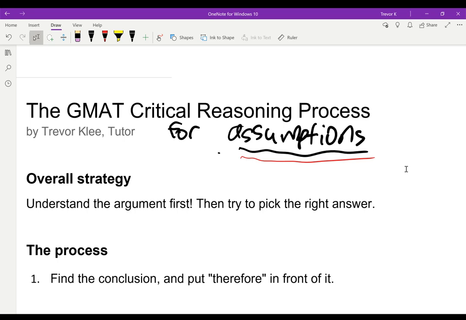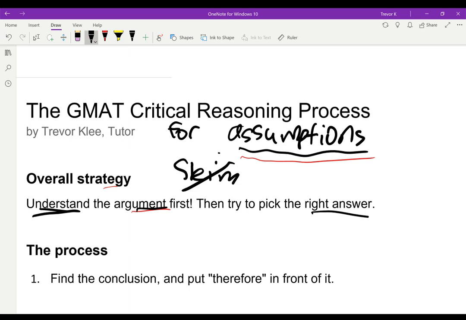In a previous video, I talked about the critical reasoning process in general. In it, I discussed the strategy, which is always to understand the argument first, and then try to pick the right answer. This is especially important for assumptions. If you just skim the argument, you're really not going to get a good sense of what the argument's talking about. And so you're also not going to get a good sense of how to really understand the argument. So then, your chance of finding the assumption, which by its nature is hidden in the argument, is pretty much nil. So we really got to put a big emphasis on understanding the argument.